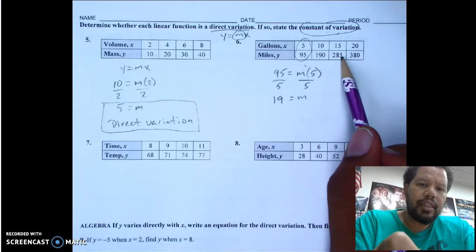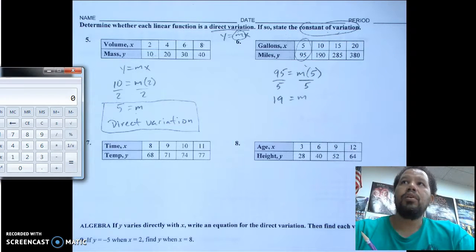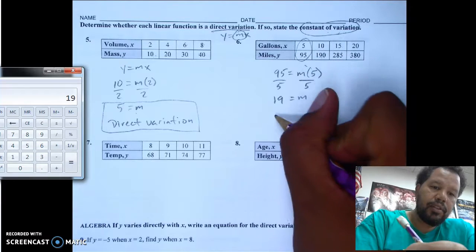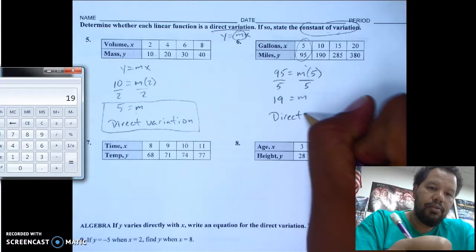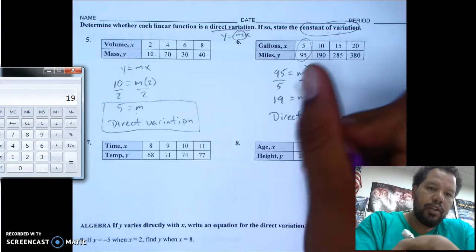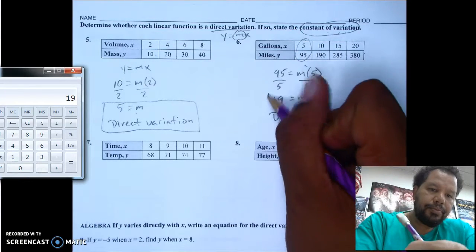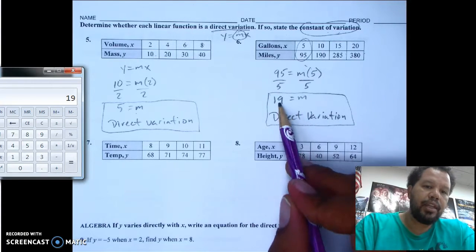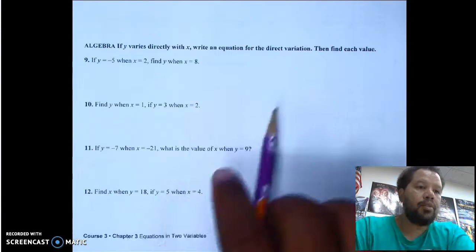And then let me check these on the side. So let's see. 285 divided by 15 is 19. 380 divided by 20 is 19. So there we go. This is also direct variation because it worked for all the points. So there again, our constant of variation is 19 right there.